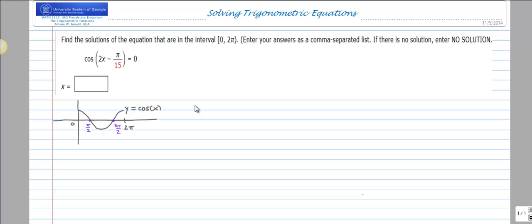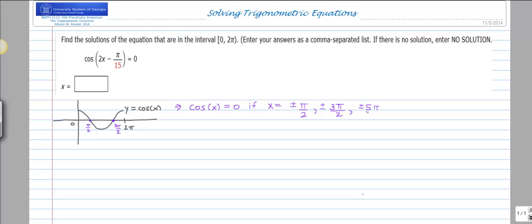Let's solve the equation cosine of 2x minus pi over 15 equals 0 and pick out the solutions that are in the interval 0 to 2 pi. First of all, I would like for you to recall that cosine of x is 0 if x is an odd multiple of pi over 2. So x would be a number like pi over 2, 3 pi over 2, 5 pi over 2, etc.